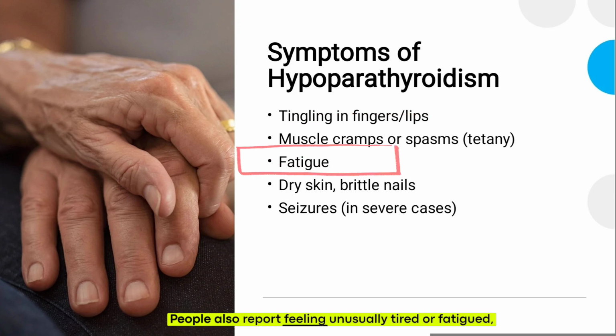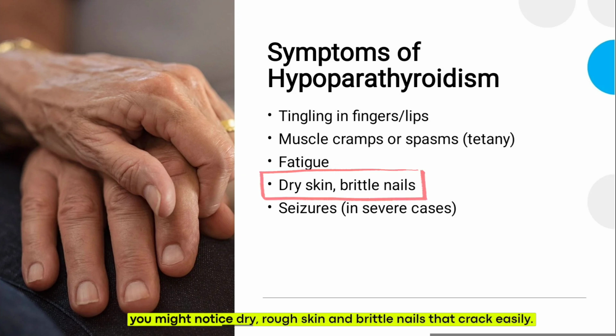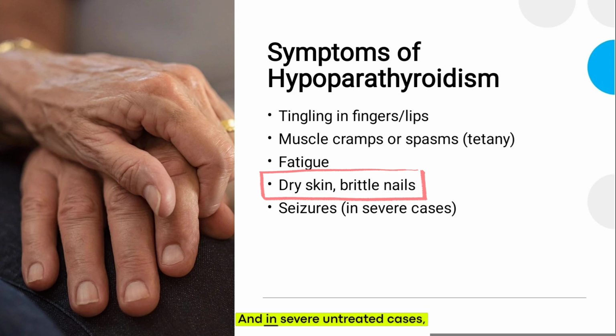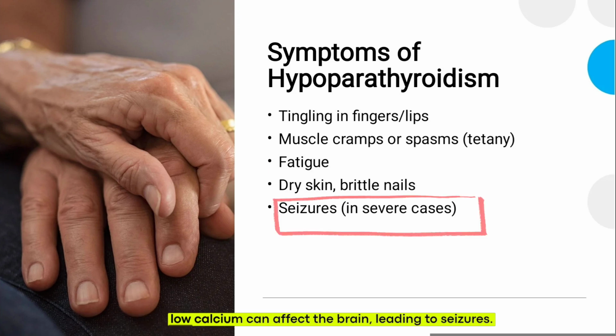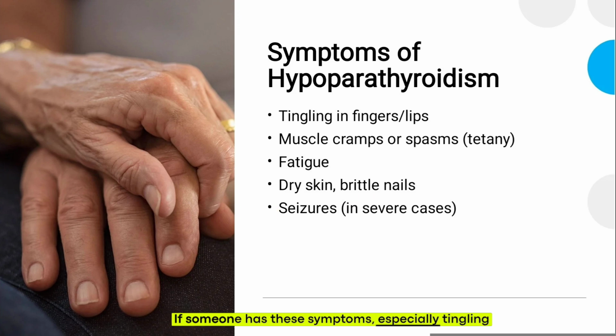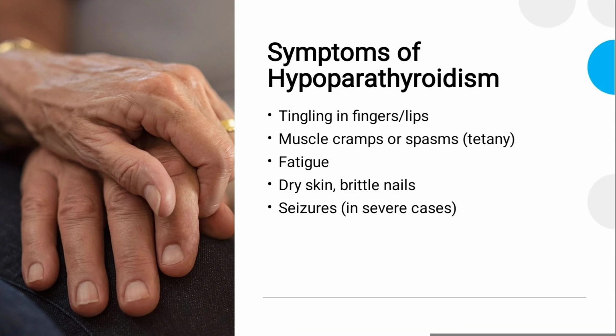People also report feeling unusually tired or fatigued, even after rest. On the outside, you might notice dry, rough skin and brittle nails that crack easily. And in severe untreated cases, low calcium can affect the brain, leading to seizures. If someone has these symptoms, especially tingling and cramps together, calcium and PTH levels need to be checked immediately.